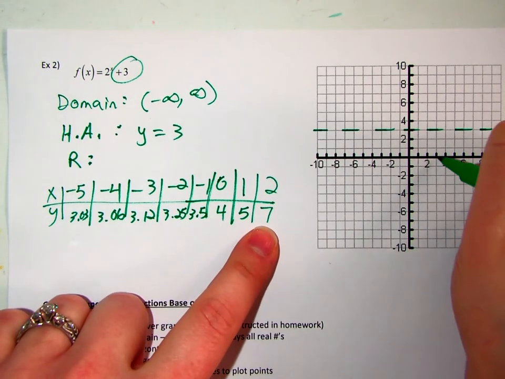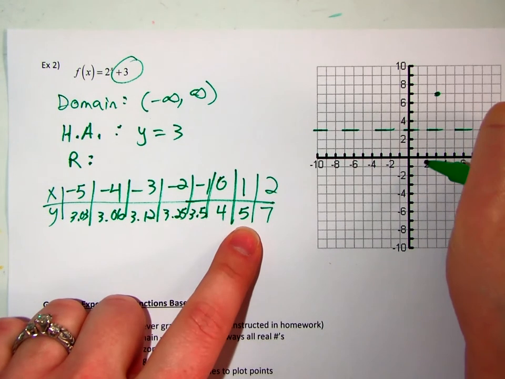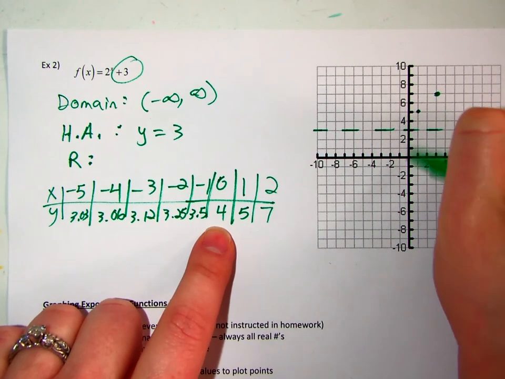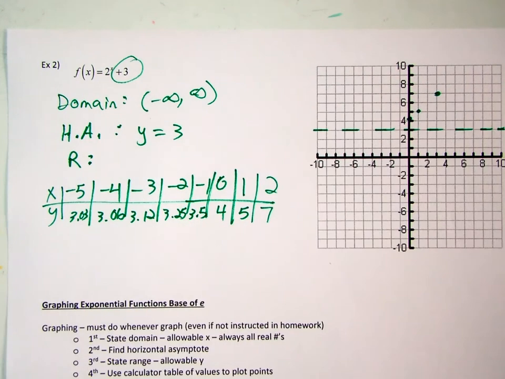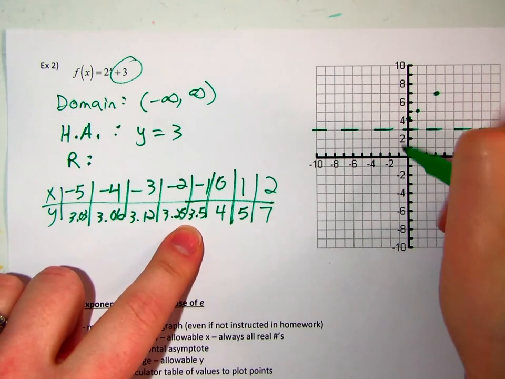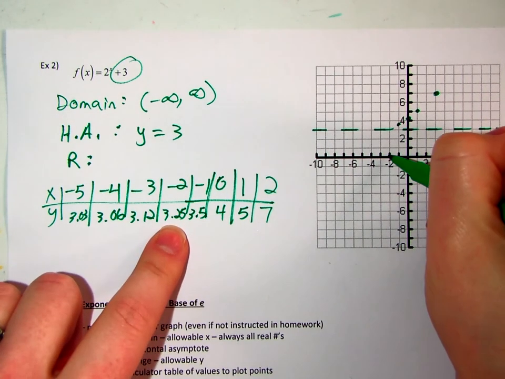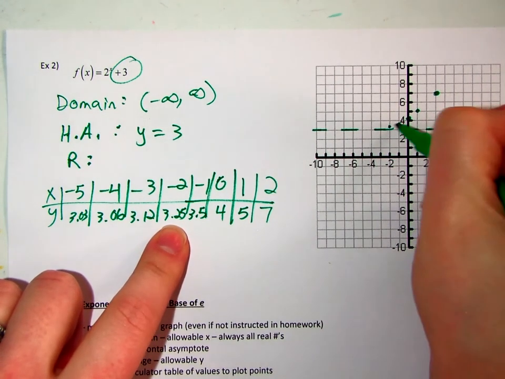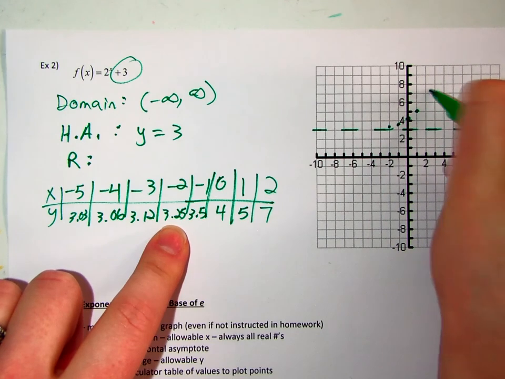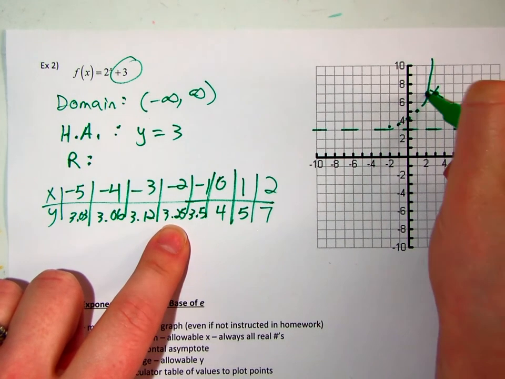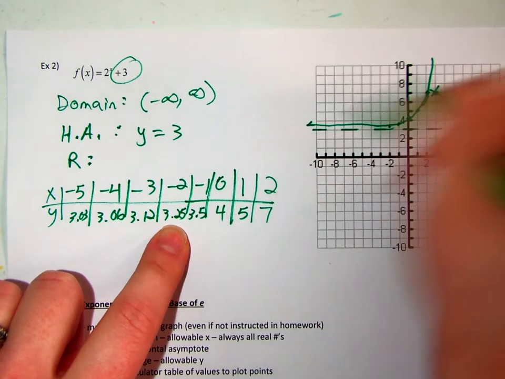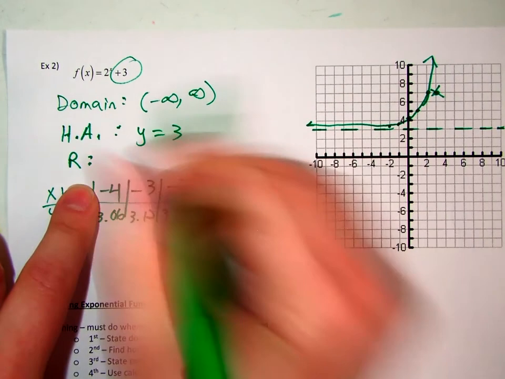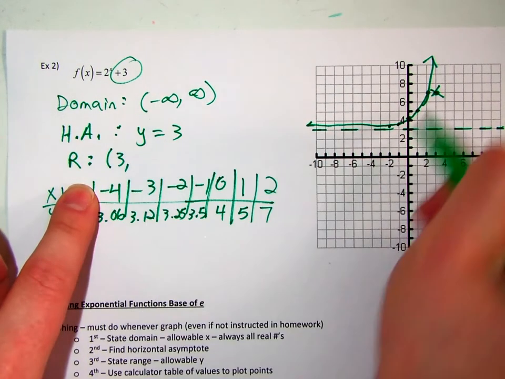So I'd go to 2, 7 and make a point. 1, 5; 0, 4; negative 1, 3.5; negative 2, 3.25. I'm not going to go much beyond that because there's no point in doing so, other than I need to fix this, was 2, 7 here. So this is what my graph will look like. So that tells me I'm going to get close to 3 but never touch it, and y will be going up until infinity.